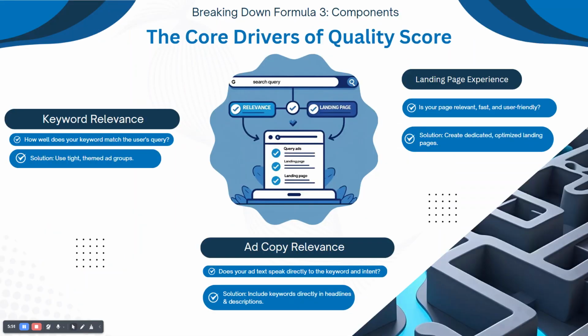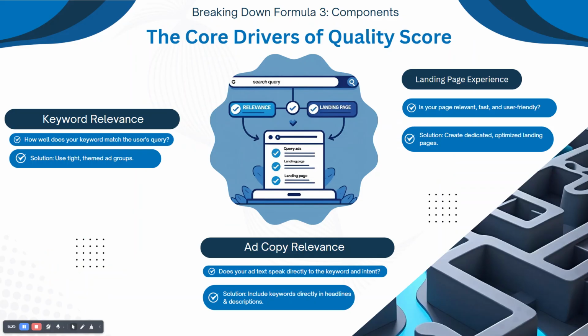So, what are the core drivers of quality score? The first one is keyword relevance. How well does your keyword match the user query? The solution for this is to use tightly themed ad groups. And the second driver is ad copy relevance. Does your ad text speak directly to the keyword and intent? The solution is to include keywords directly in the headline and the description of your Google Ads copy.